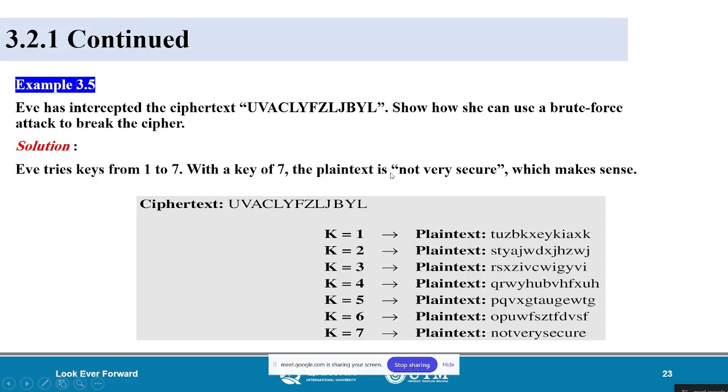Now, Eve has intercepted this one, the ciphertext.